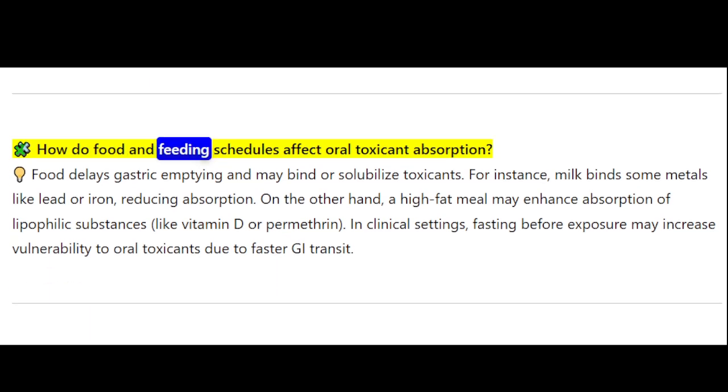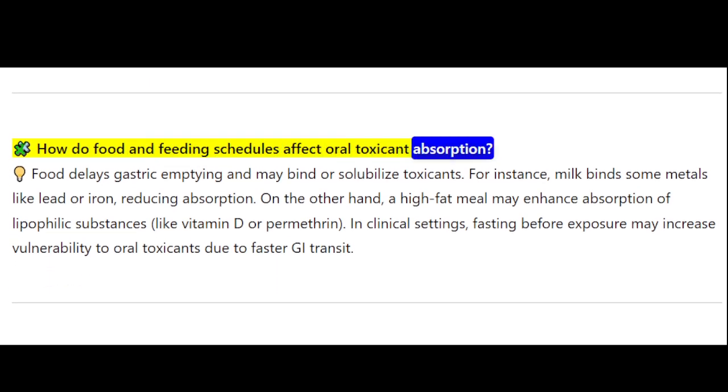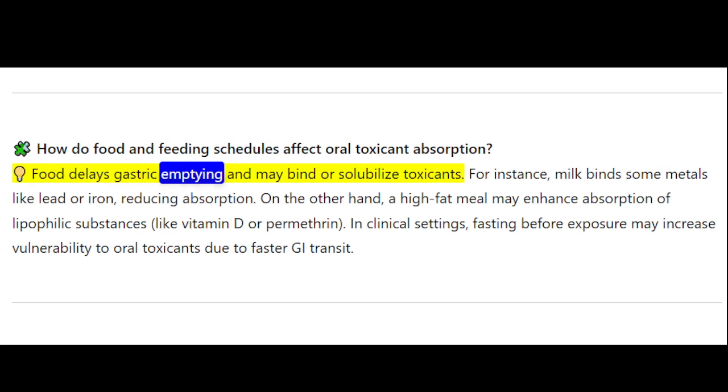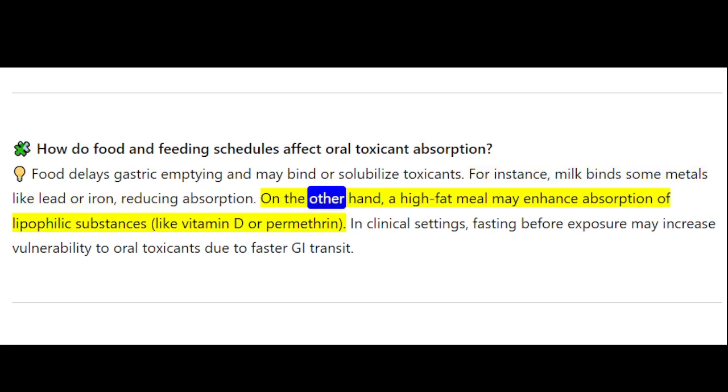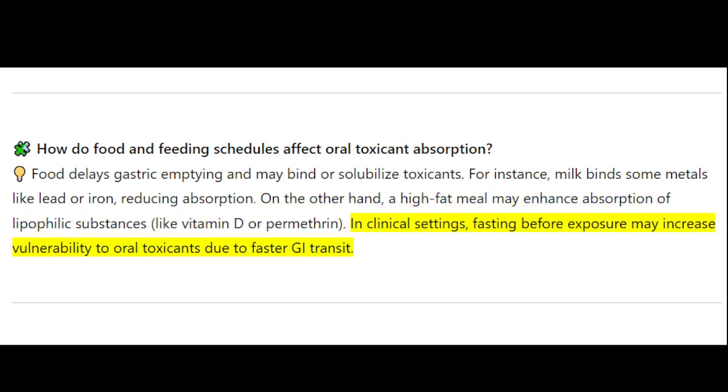How do food and feeding schedules affect oral toxicant absorption? Food delays gastric emptying and may bind or solubilize toxicants. For instance, milk binds some metals like lead or iron, reducing absorption. On the other hand, a high-fat meal may enhance absorption of lipophilic substances, like vitamin D or permethrin. In clinical settings, fasting before exposure may increase vulnerability to oral toxicants due to faster GI transit.